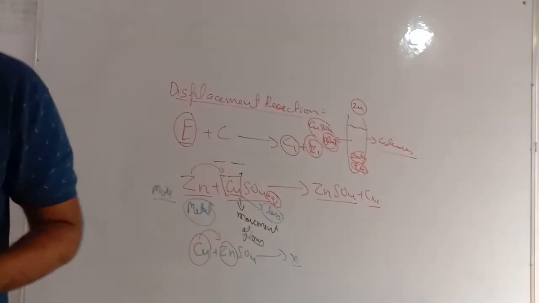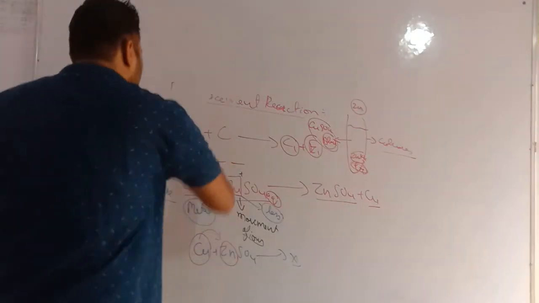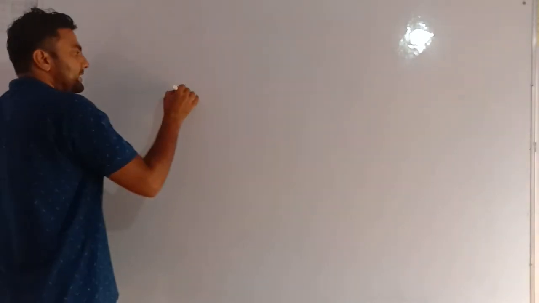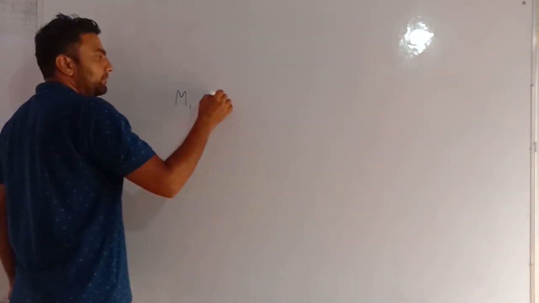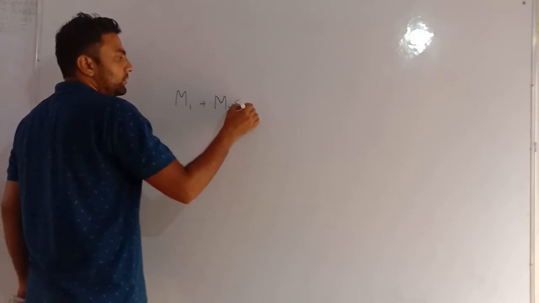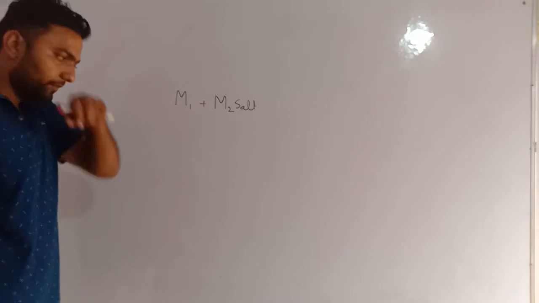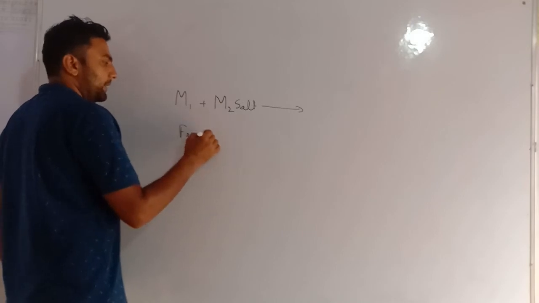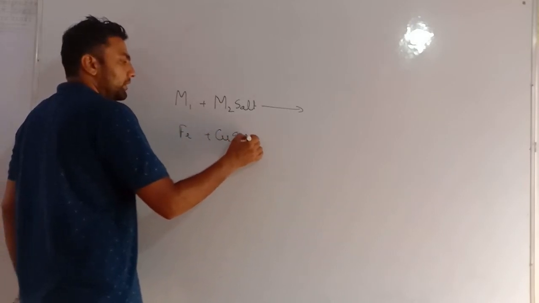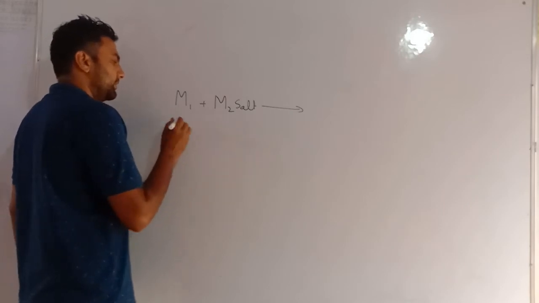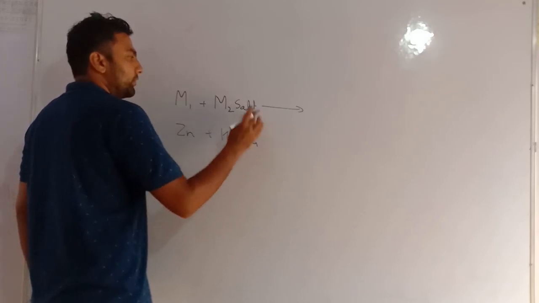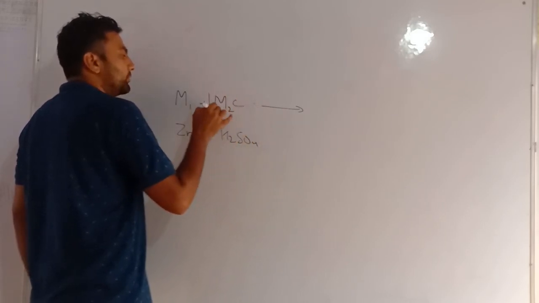Very important. See my dear students, whenever any displacement reaction is taking place, in simple language, say there is any metal 1 and I am taking a compound of metal 2, a salt, any metal salt, okay? I will give you an example also. For example, iron, this is a metal, plus copper sulfate. Let's take another example. Zinc plus acid, H2SO4, not only salt, any metal's compound.